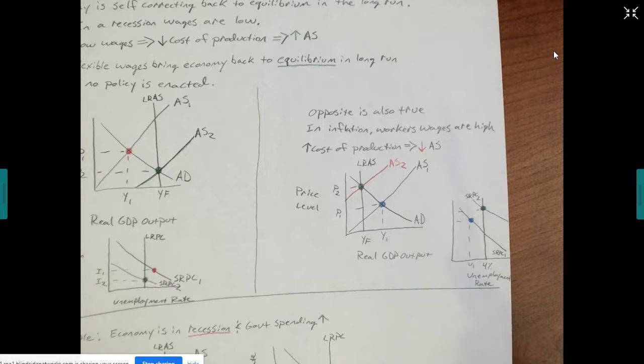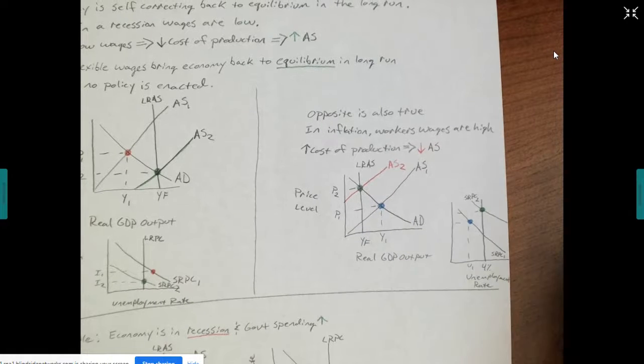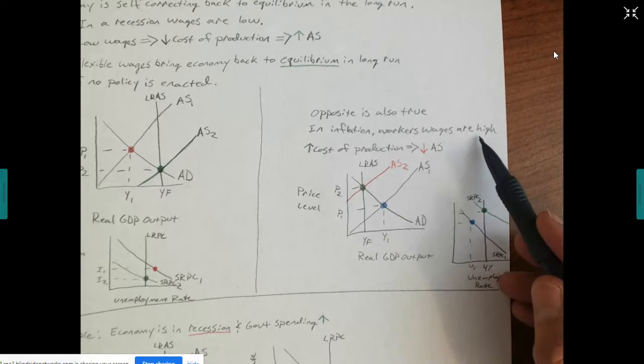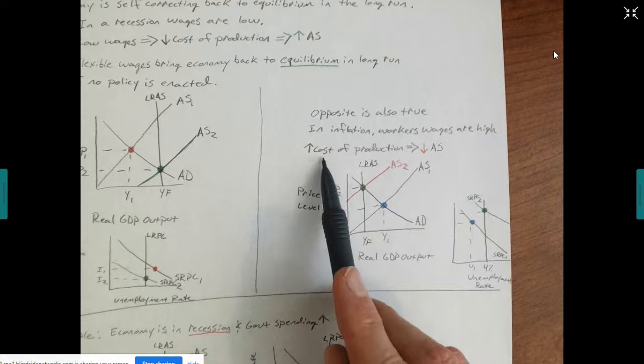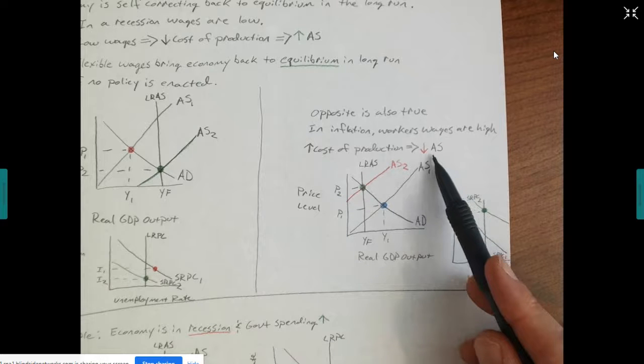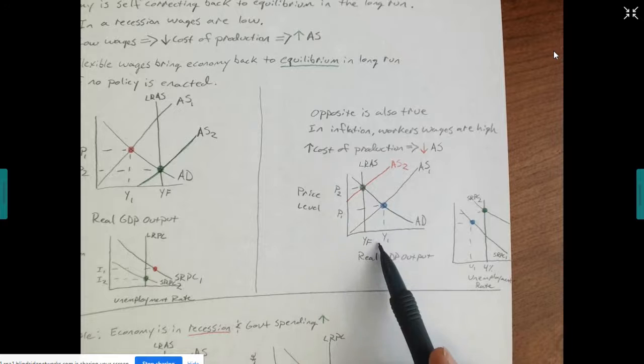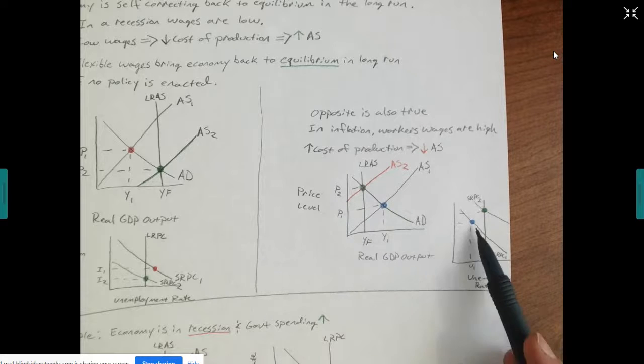The opposite is also true. If the economy were to start off in an inflationary period, in inflation, prices of goods and services are high. Therefore, workers will demand higher wages in order to afford their higher priced goods and services. When wages are high, this is going to yield higher cost of production to the business and therefore cause a decrease in aggregate supply. This decreased aggregate supply will cause prices to increase and output to drop.